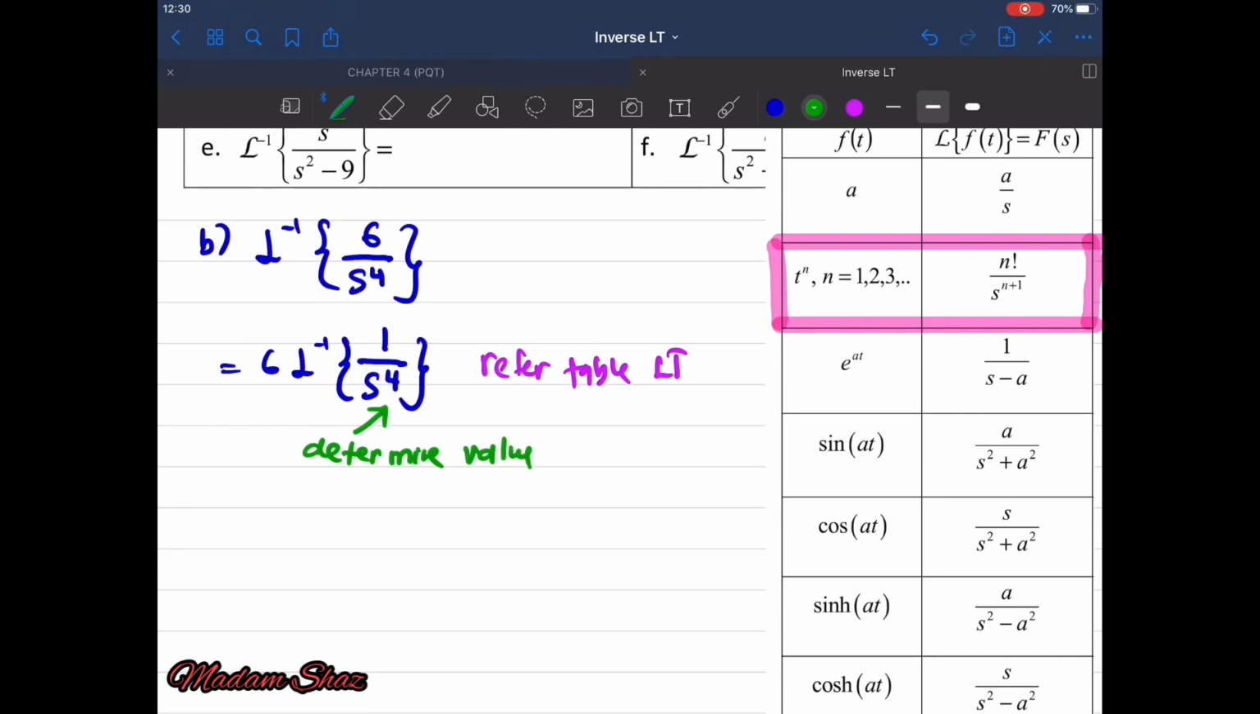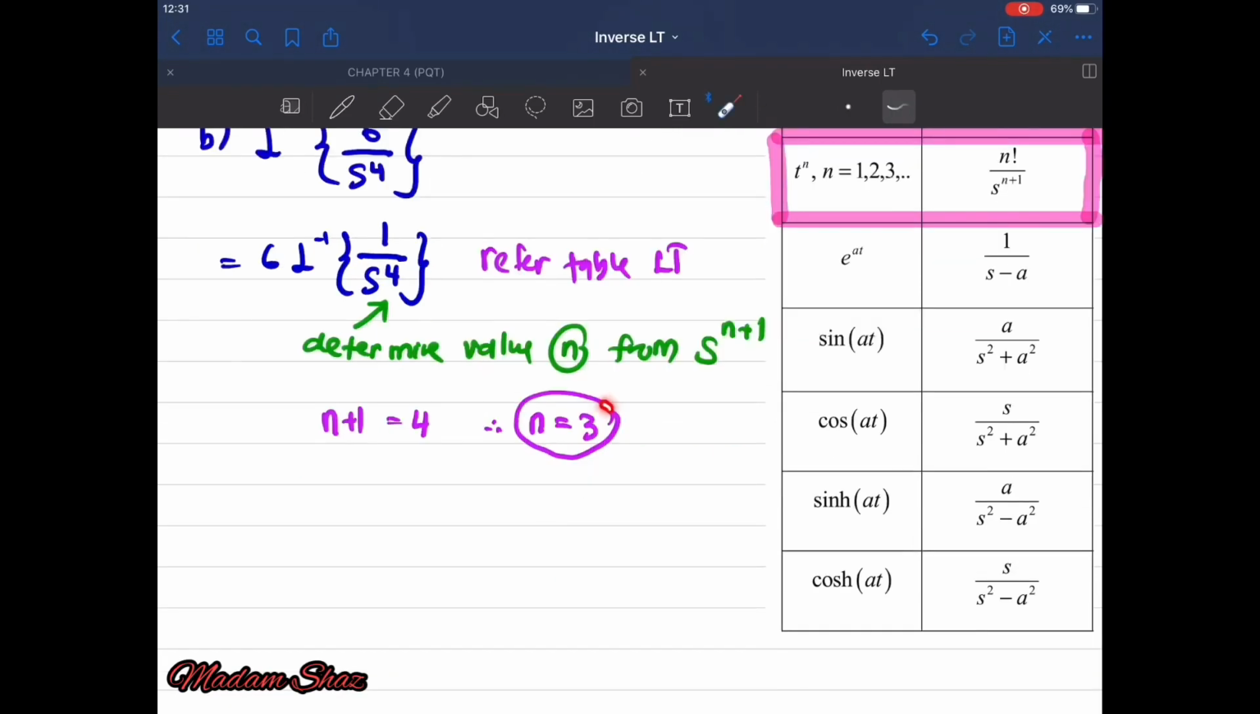Determine the value of n from s to the power of n plus 1. So we have n plus 1 is equal to 4. Therefore our n is equal to 3. Once we obtain the value of n, you have to write back in terms of n factorial over s to the power of n plus 1.